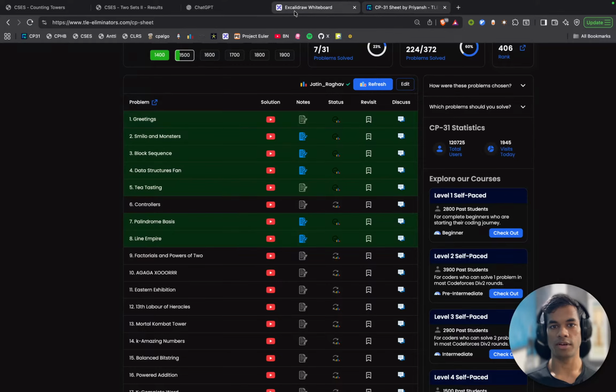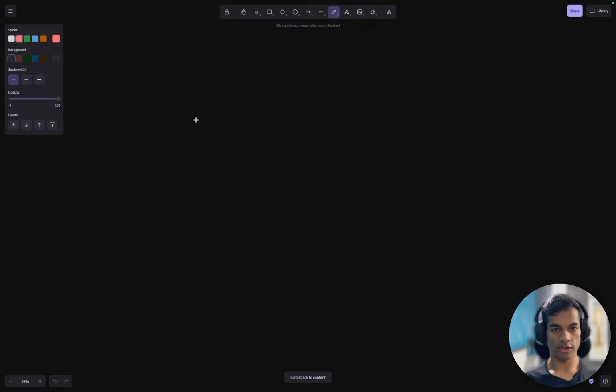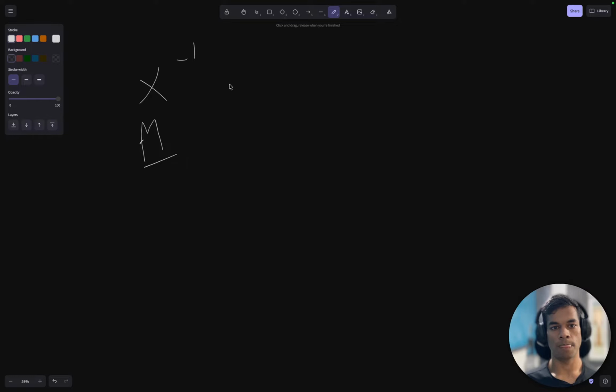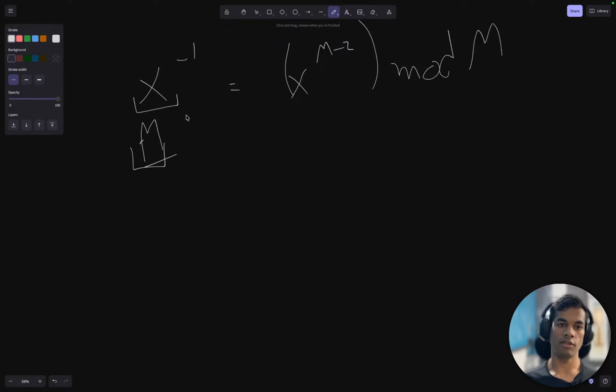Wait, I clicked somewhere. Yes, so yesterday, or generally, we have the formula. If we want to find the modular inverse of x with respect to some number m, generally using Fermat's little theorem, if m is prime, then we can say that x inverse is going to be x raised to the power of m minus 2 mod m. This is the case generally.